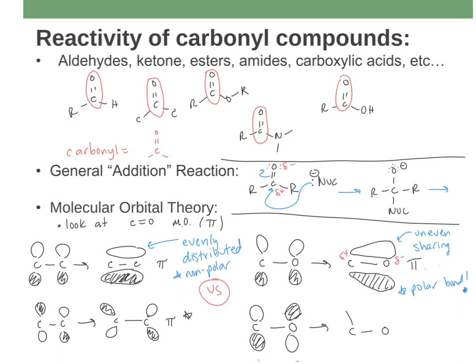So I'm going to have a bigger lobe of the pi star on the carbon and a smaller lobe of the pi star on the oxygen. And so it's also lopsided, but again in the opposite direction. So in the pi, it's lopsided towards the O because it's more electronegative, but in the anti-bonding, it's the opposite. It's going to be the carbon side that is larger.